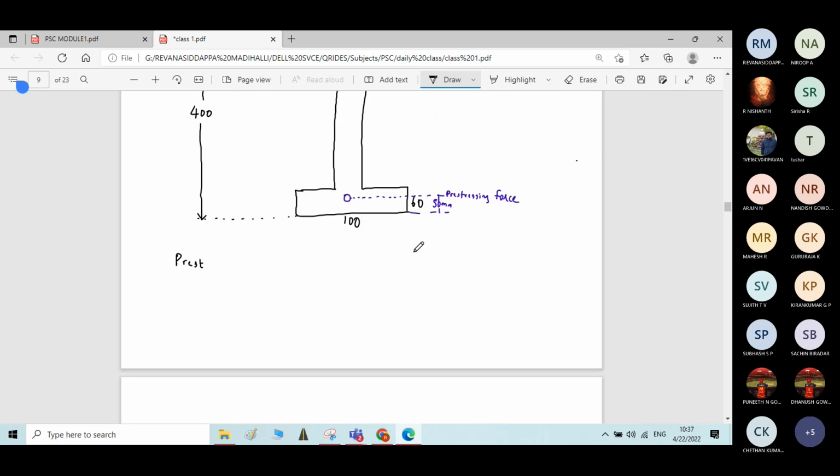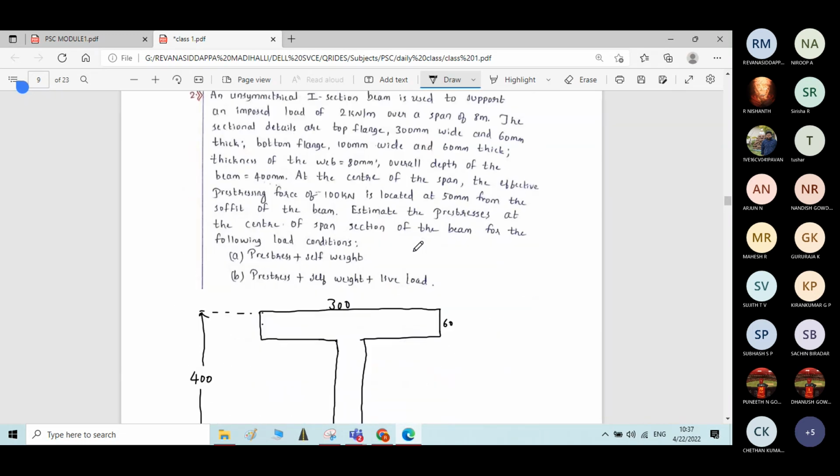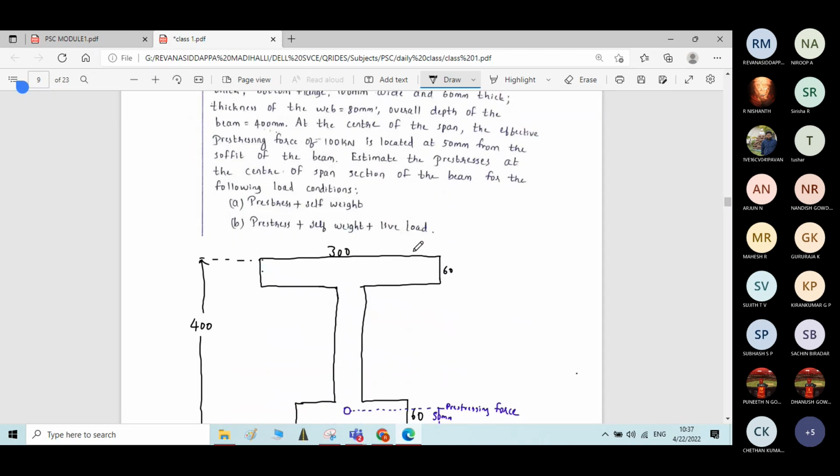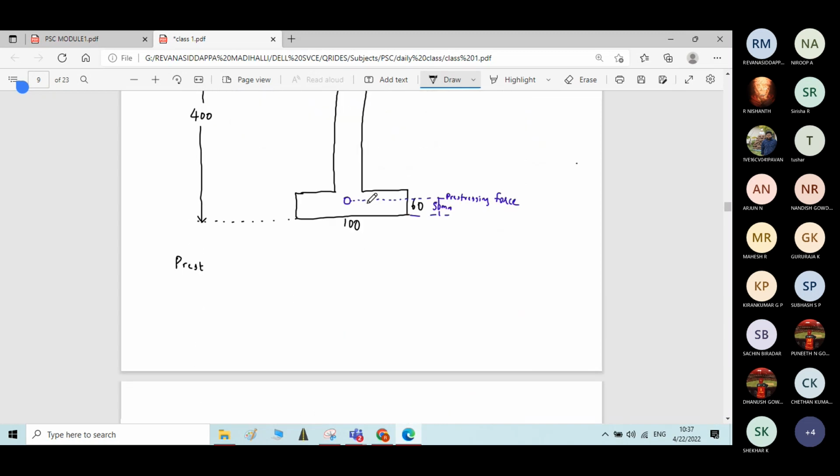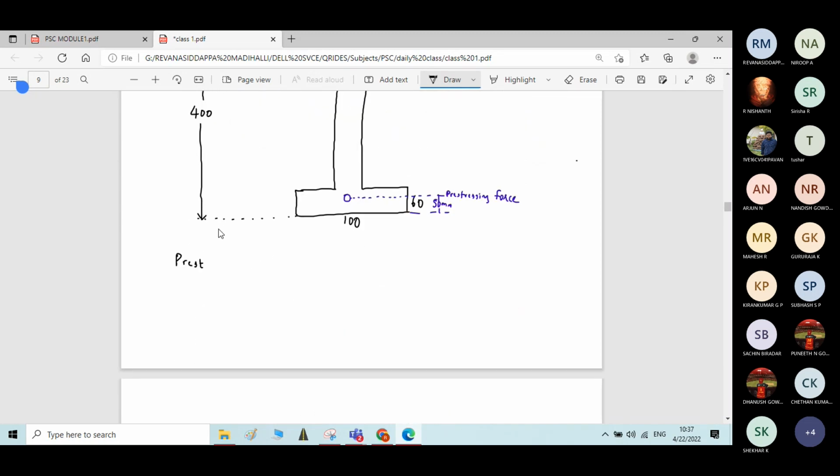Along with the prestressing force, we have to calculate the area of the cross section, then section modulus, then moment due to live load and moment due to dead load. Then we calculate the resultant stresses for the two combinations: prestress plus self weight, and prestress plus self weight plus live load. Initial data required is the prestressing force, which is directly given in the problem. P is equal to 100 kilonewton, that is 100 into 10 power 3 Newton.